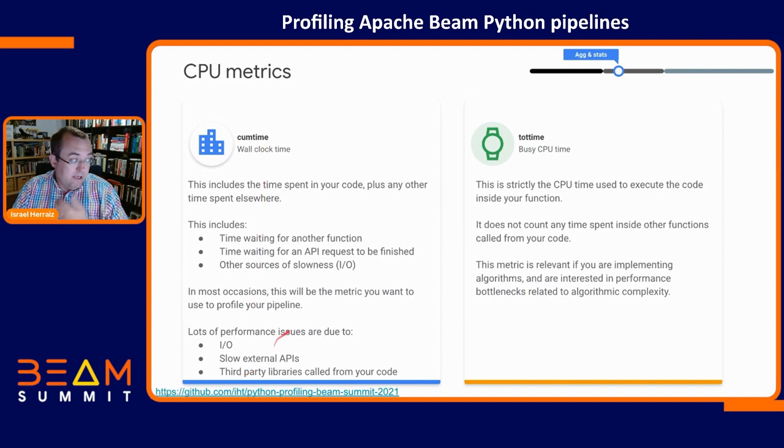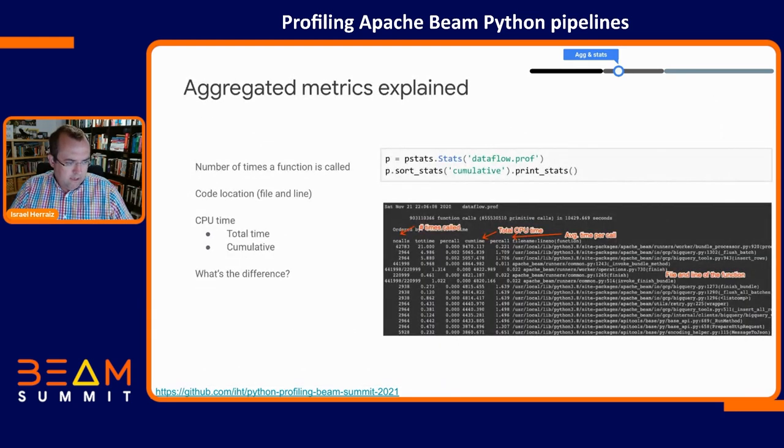Okay, and normally, in my experience for data pipelines, these are the main sources of problems with data pipelines. So if I go back to the previous slide, I want you to notice one thing. I see here Python site packages, Apache Beam, API tools. I don't know what this is. To be honest, API tools, this is not my code.